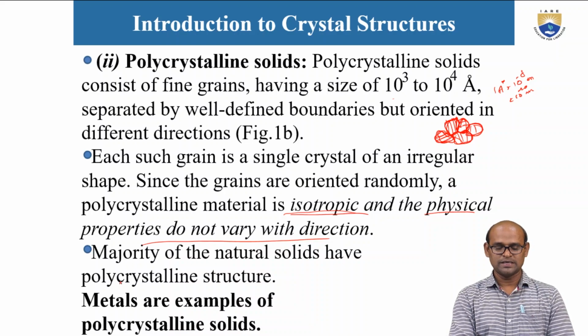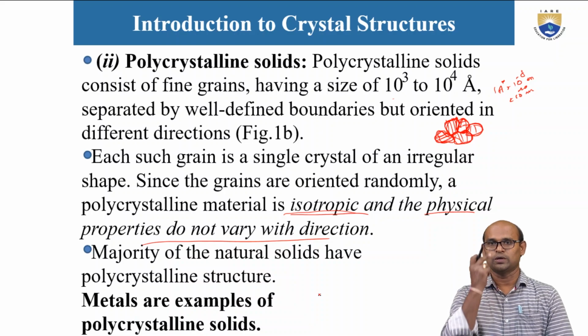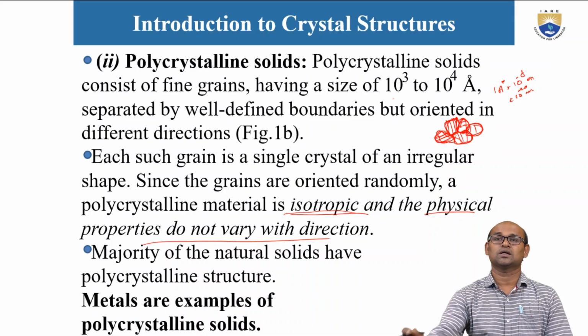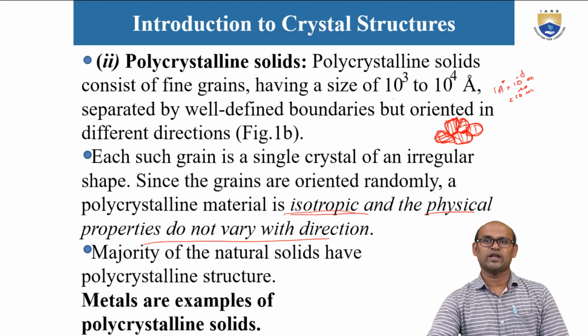Majority of the natural solids have polycrystalline structures. Metals are examples of polycrystalline solids. Polycrystalline material consists of very fine grains. There are many fine grains in polycrystalline materials, and each grain size is around 10^3 to 10^4 angstroms. It's very important: angstrom. If there is no angstrom, it's a very big number. So 10^3 to 10^4 angstroms.